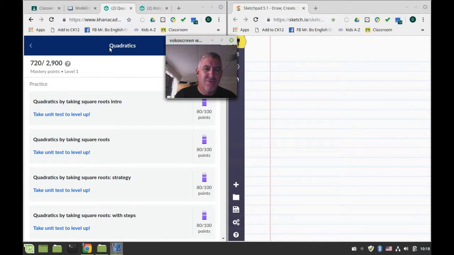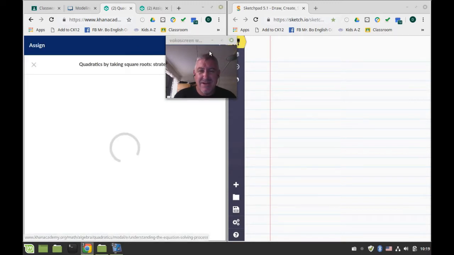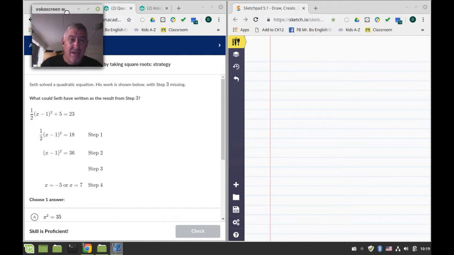We're running through the quadratics unit in Khan Academy Algebra, and we're in the quadratics by taking square roots lesson, on video number 3 for practice number 3, the quadratics by taking square roots strategy. We're going to be looking at some error correction, finding the errors, which is an advanced skill. It's more difficult than solving. We have to solve it right, and then we have to figure out where they were wrong.